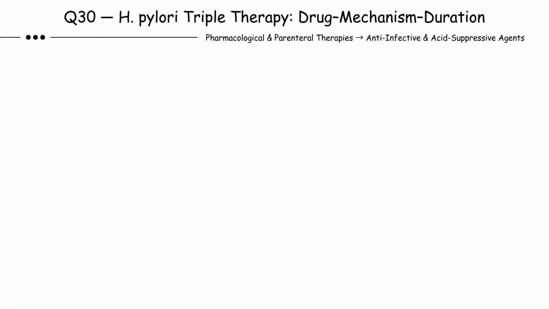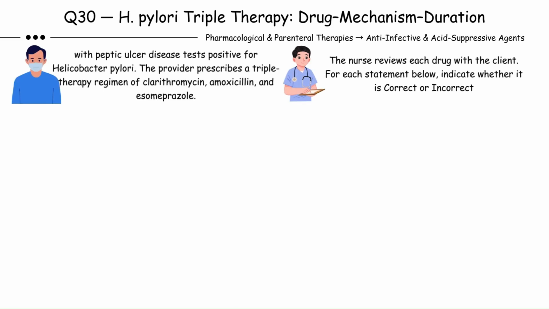H. pylori triple therapy. Drug, mechanism, duration matrix, grid item. A client with peptic ulcer disease tests positive for Helicobacter pylori. They are prescribed the classic triple therapy regimen, clarithromycin, amoxicillin, and esomeprazole, and discussed by the nurse with the client. Your job is to determine which statements about these medications are correct and which ones show a misunderstanding.